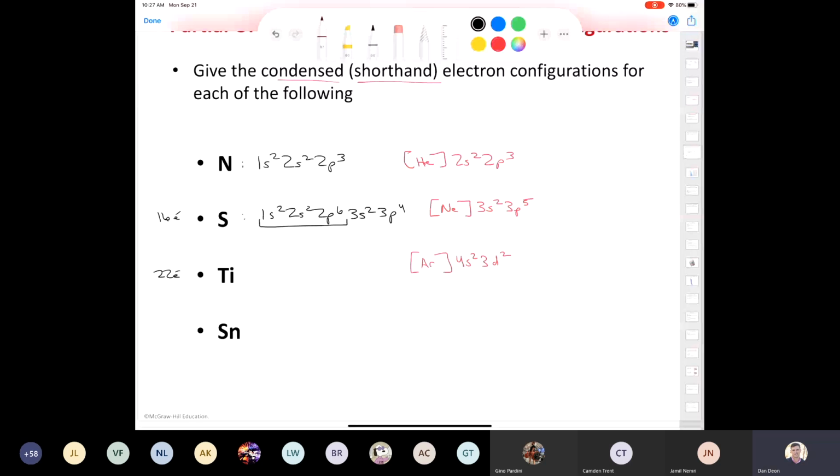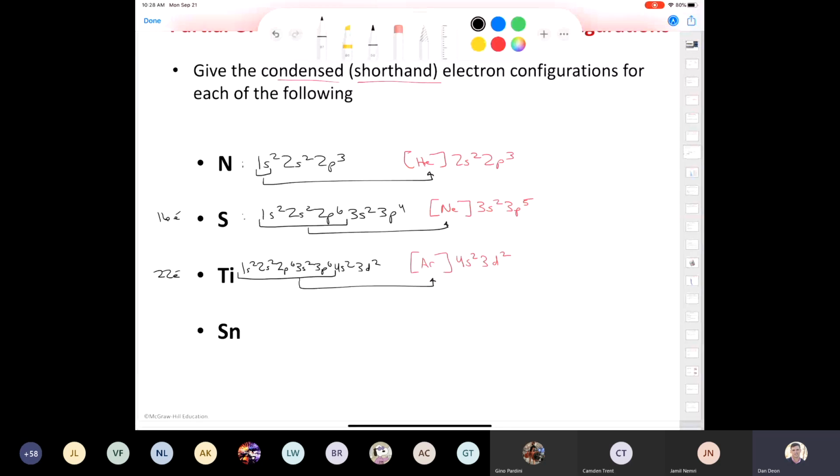All right, and if you want to write out the whole thing, you'd say 1s2, 2s2, 2p6, 3s2, 3p6, 4s2, 3d2, like that. Okay, and we covered all of this with this symbol here, right? Just like we did here, and just like we did here. Okay, try the next one.